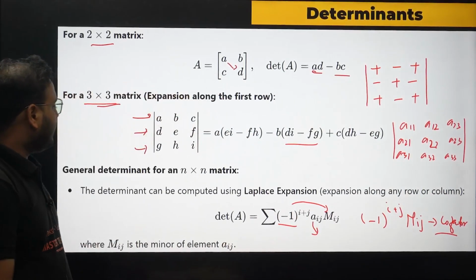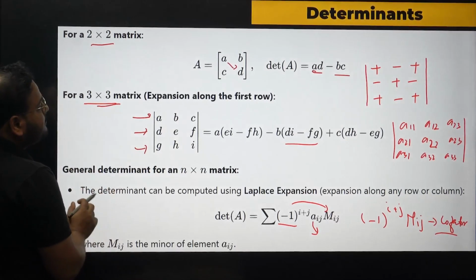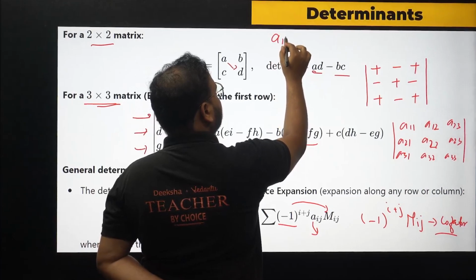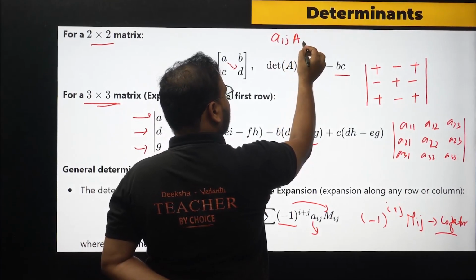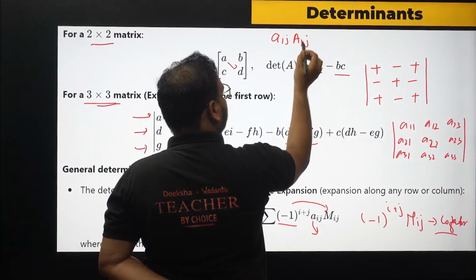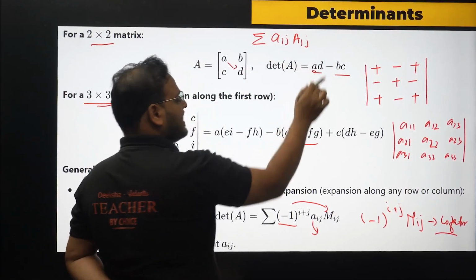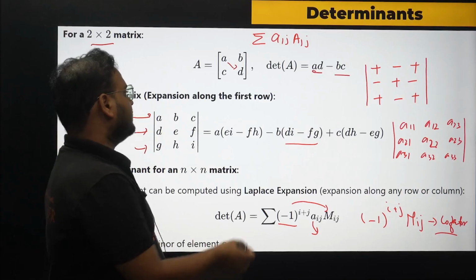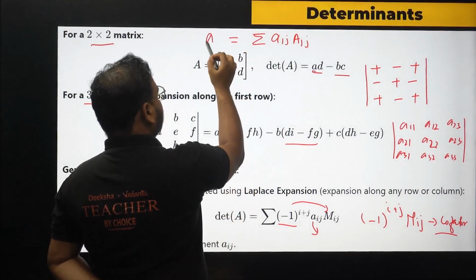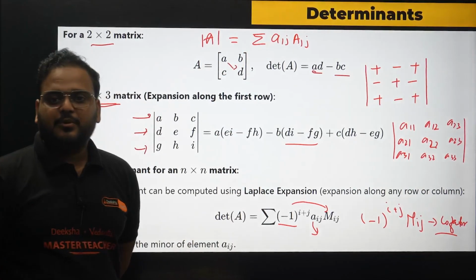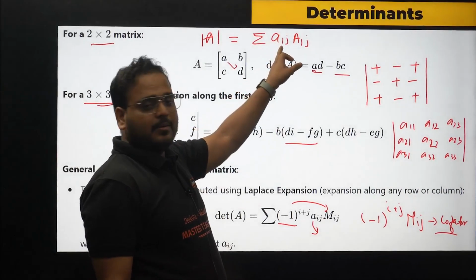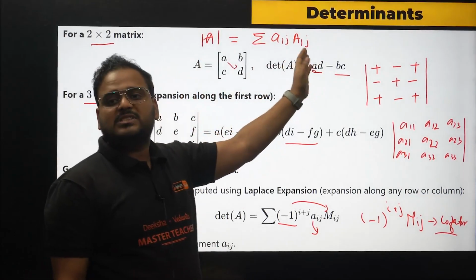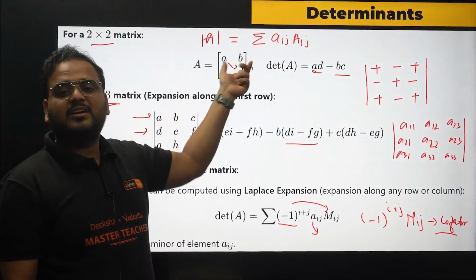So basically, if you multiply the element aij with the cofactor Aij, and take the sum across the same row or column, that's your answer for the determinant of a matrix, let's say A. Summation of all the elements and their corresponding cofactors in the same row or same column. Then what will happen? You get the determinant value.